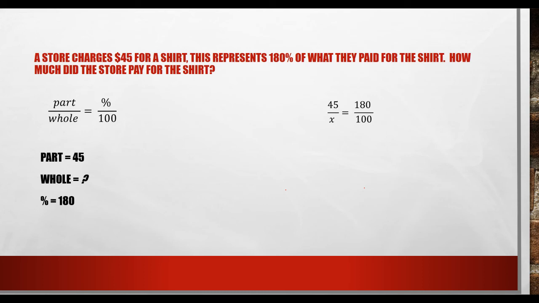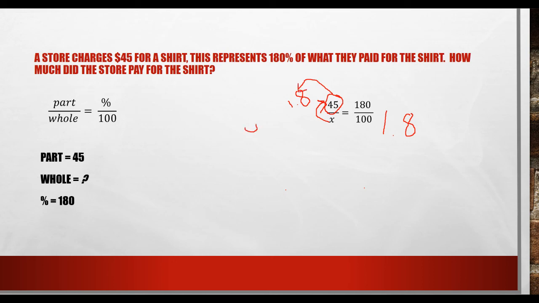For this one, again, we could cross multiply and divide, but I like to see that to get from 100 to 180, I simply multiply by 1.8, right? So to get from here to there, I also multiply by 1.8. But I don't know what to multiply by 1.8. So what do I do with the 45 and the 1.8?